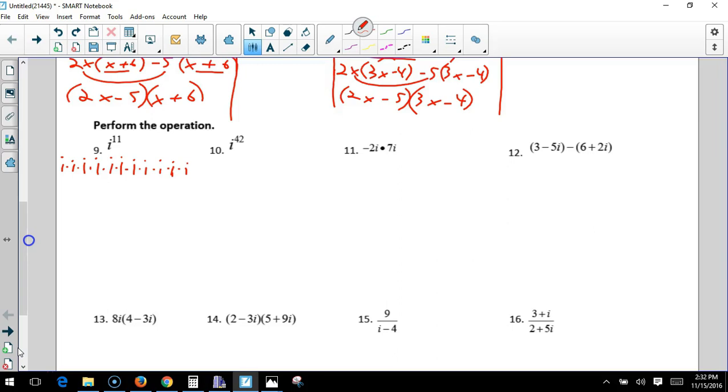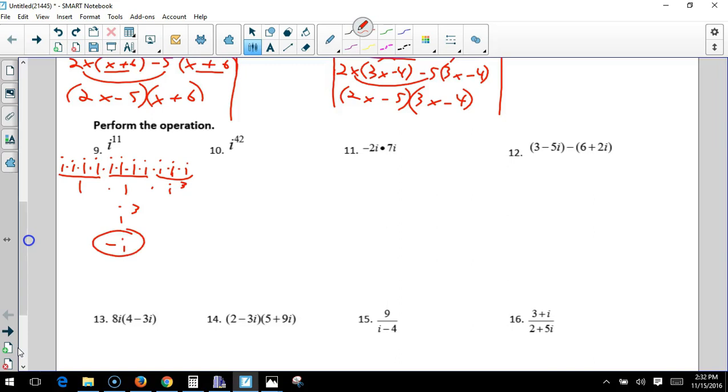But remember, every group of 4 is 1. So that's 1 times 1 times these, I cubed. Well, 1 times 1 is just 1, so really we're just looking at I cubed. And that is negative I, and we're finished.